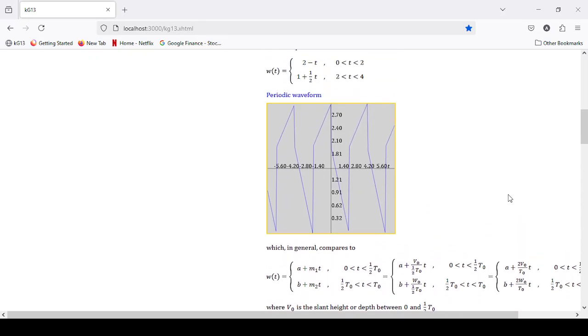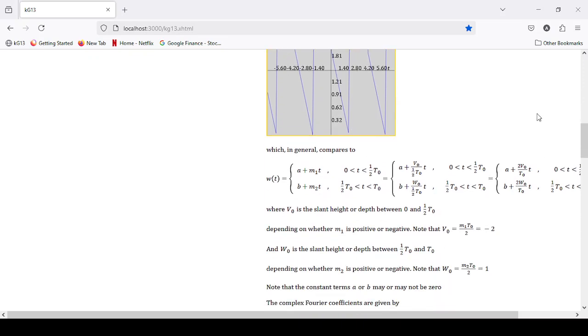Let's refer to the sketch over here. V naught is the slant height or depth, depending on whether your gradient is positive or negative. If the gradient is negative in the first case, as you can see here, it goes down. And as you can see here, it has a value of minus 2. So it goes down by 2. Here, I think that is 2 there, and here it is 0. So it goes down by 2.